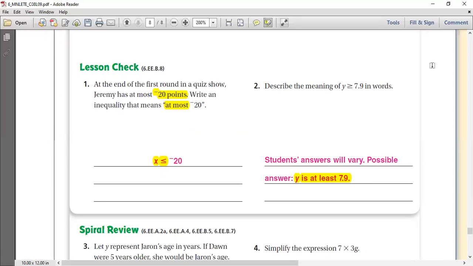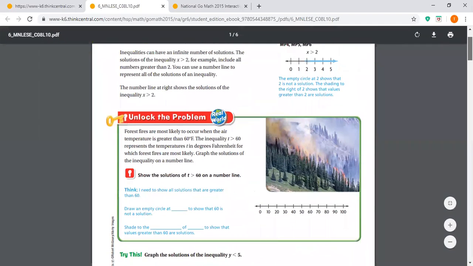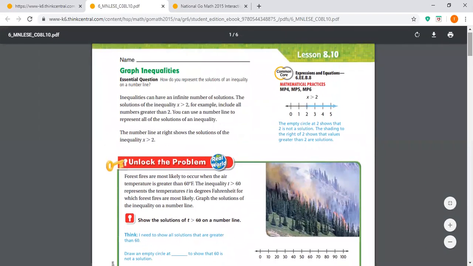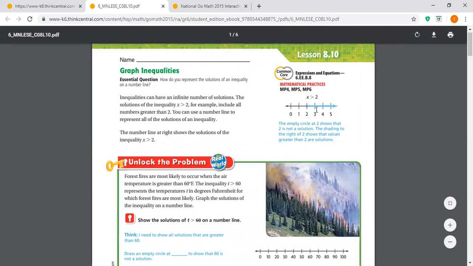Okay, girls. So that was the end of the homework. Now I want you to move to lesson number 10. Here we'll be starting our new lesson, that is, we are going to be graphing inequalities. Now, how do you graph inequalities? Before I put another video for you, let me quickly show you how to graph an inequality.